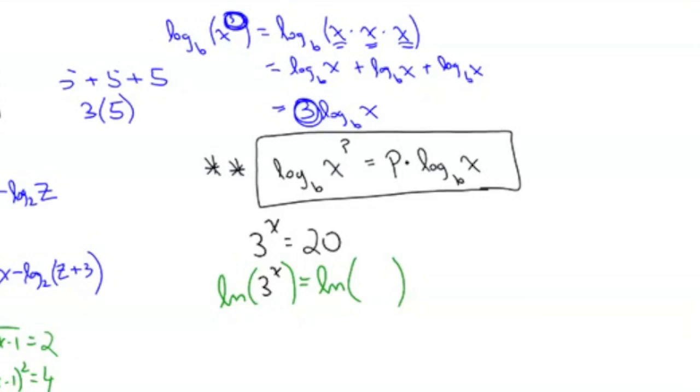3 to the x is still there, and 20 is still there. This law here says I can take the power and drop it down out front. Well, what's the power on the 3? x. So I can drop it down out front. So you get x ln of 3 is equal to ln of 20. It's not 3 anymore, and it's not 20 anymore. It's like the square root of 3 and the square root of 20. They're different numbers. How do you solve for x?